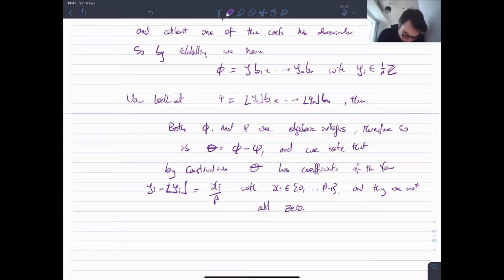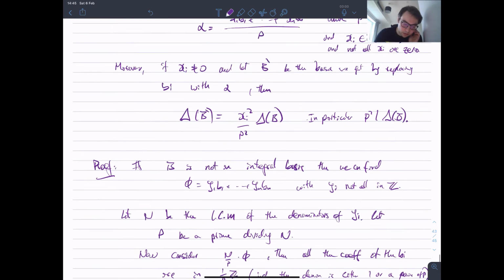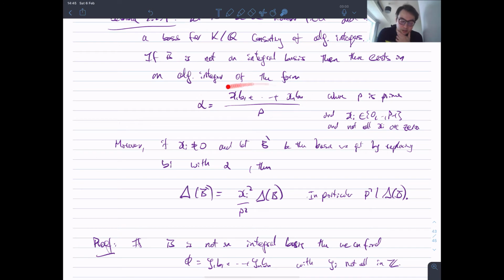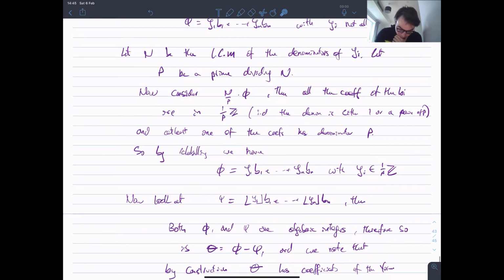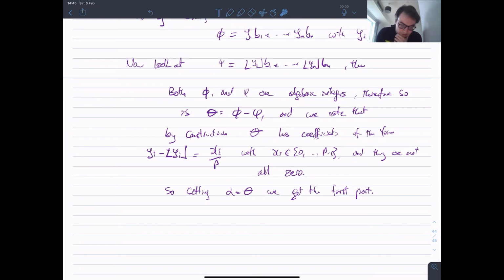So setting alpha equal to theta, we get the first part. Remember that for the first part, what we wanted was to show that there existed an algebraic integer of this form, alpha, where these xi's were between 0 and p minus 1, and they weren't all 0. And we've done this. So now let's consider what happens if I swap one of the basis elements with this new alpha and how this changes the discriminant.